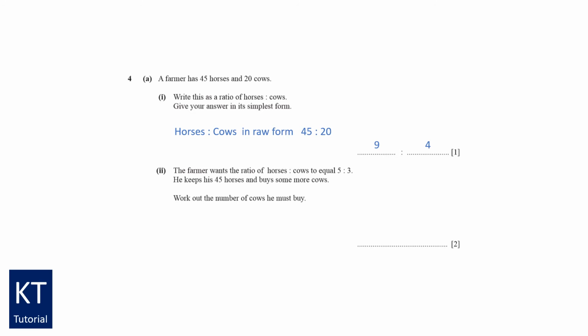Next, the farmer wants the ratio of horses to cows to equal 5/3. He keeps his 45 horses and buys some more cows. Work out the number of cows he must buy. The new total for cow counts must be 3/5 times 45. This equates to 27. He must therefore buy 27 minus 20 cows, which equates to 7.